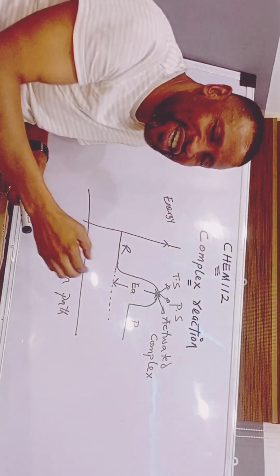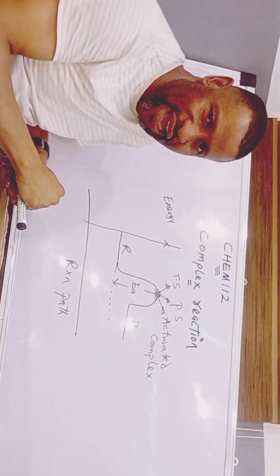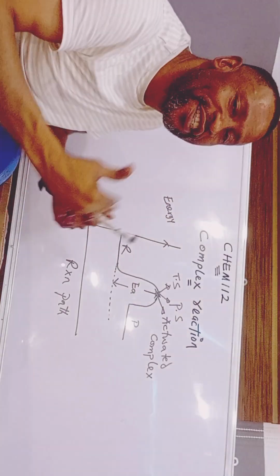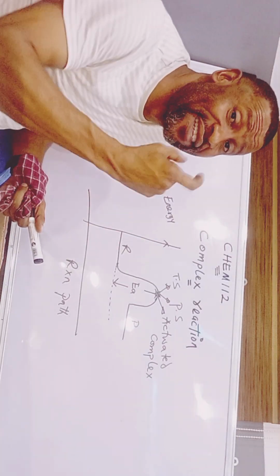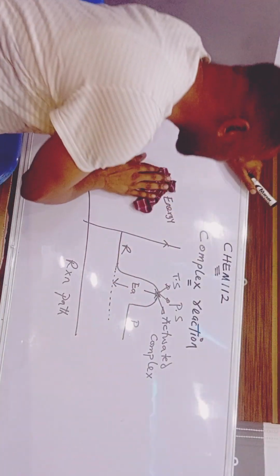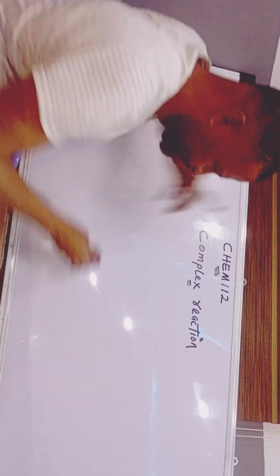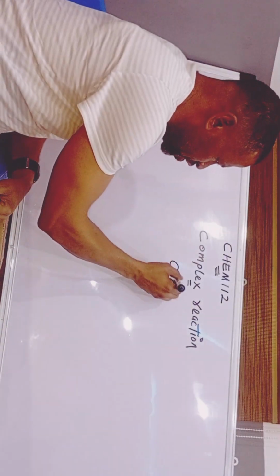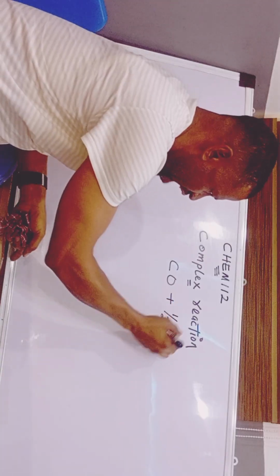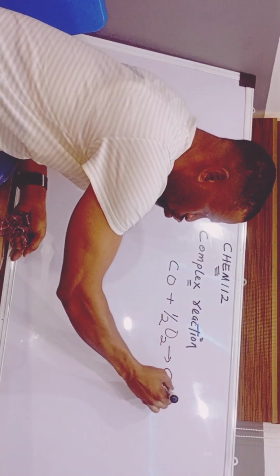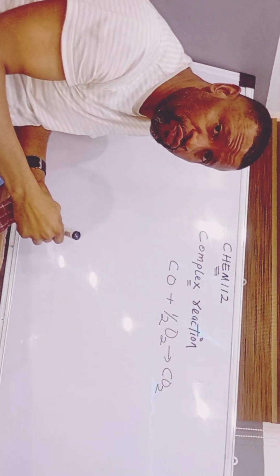But a complex reaction has more than one transition state. I don't know whether you follow me. So if they ask you what is a complex reaction, you can simply tell them there is a chemical reaction that has more than one transition state. Now let's make it clearer. Let me show you something. Let's say we have CO, carbon monoxide, can react with half a molecule of oxygen to form CO2. Take a look at this. CO plus half O2 can give you CO2.